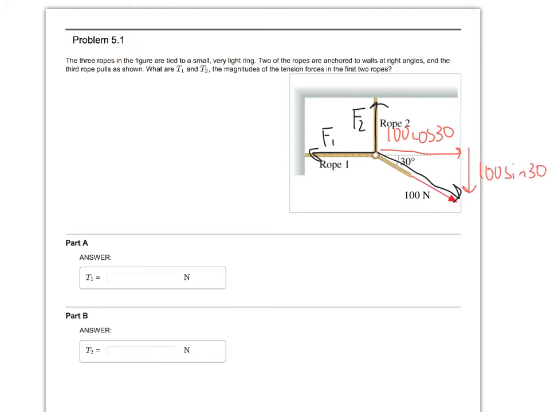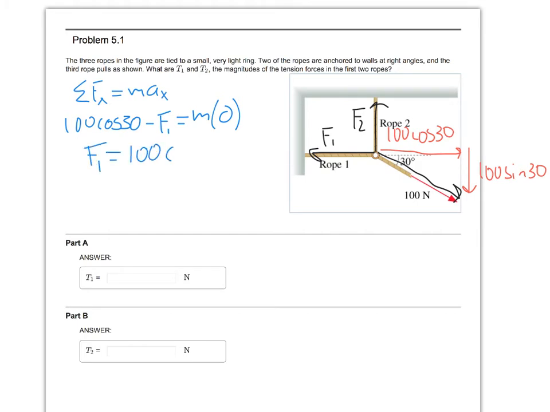Now that I have that, I can go ahead and set up my max and my may. So in the x direction, the forces that I have, I'm going to have this 100 cosine of 30 minus that force from rope 1, which I'm calling F1. You could call it T12 for tension, and that's going to be equal to the mass of the ring, which we don't know, but its acceleration is 0, okay, because that ring is just fixed in place. So that means that F1 is equal to 100 cosine of 30, or 86.6 newtons. And that ends up being my answer to part A.